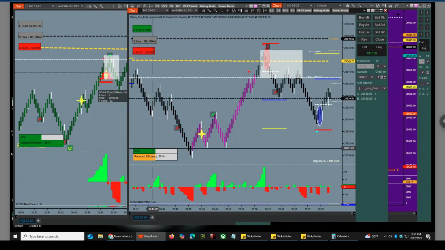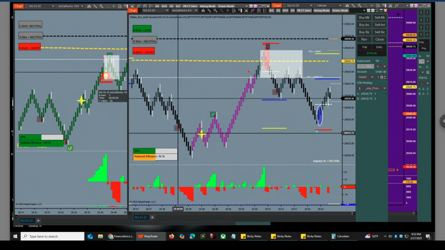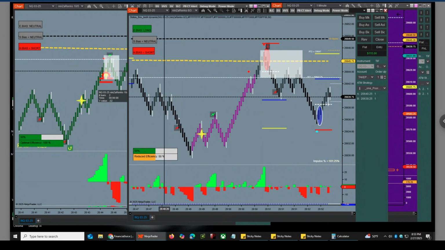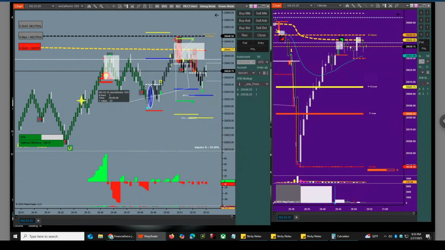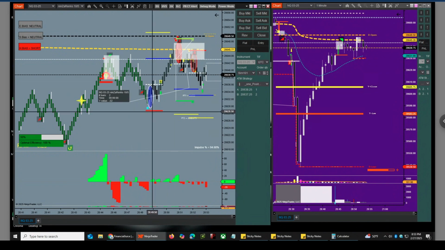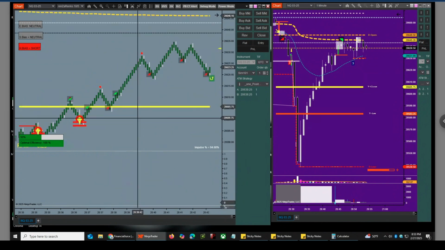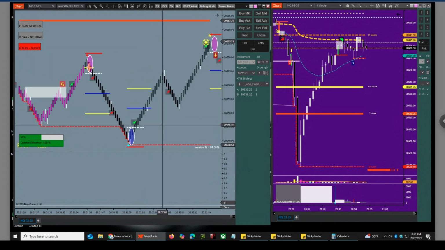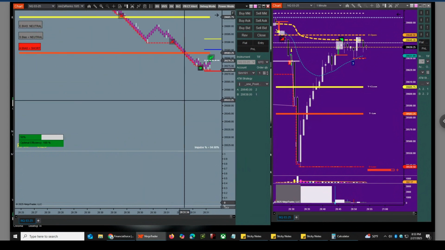Notice I still can't trade this chart. We're at reduced efficiency right there. I don't want to mess with it. It is 7 minutes until 9. That was trade number 3. The goal is to take 3 profitable trades. Obviously, I didn't take 3 profitable trades.